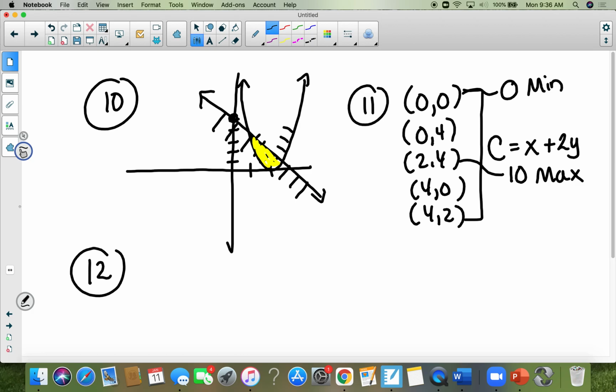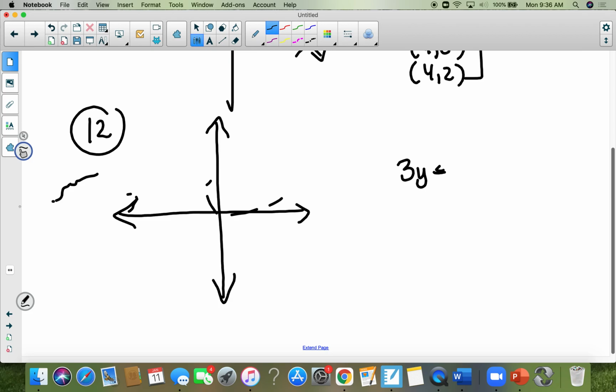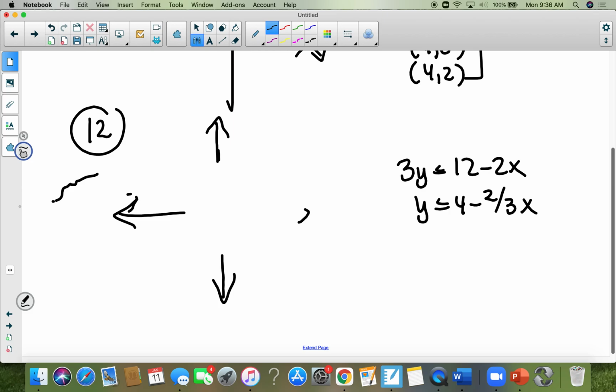The graph is not given for you in number 12, and you have to graph it. So this isn't going to be the best because I don't have any graph paper, but you have graph paper, so you should be able to go a little faster. Number 12, the first thing you have to do is get y alone. So you're going to put your first dot at 4. You're going to go down 2 and over 3, down 2 and over 3, down 2 and over 3. So it looks like this.